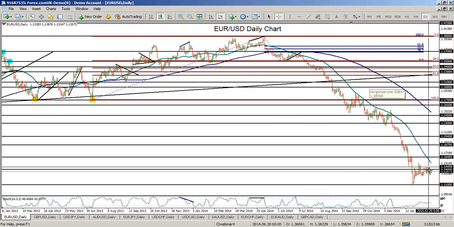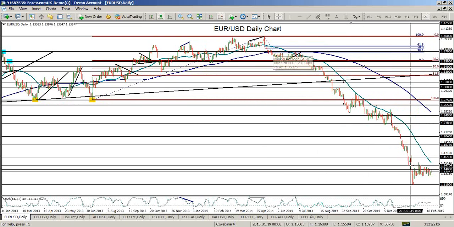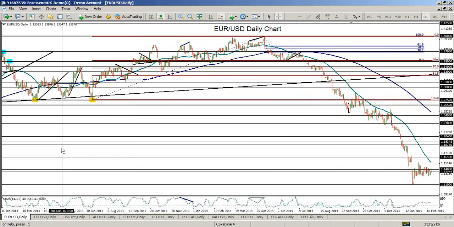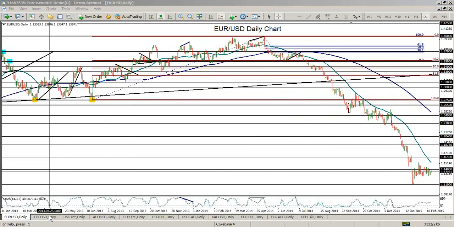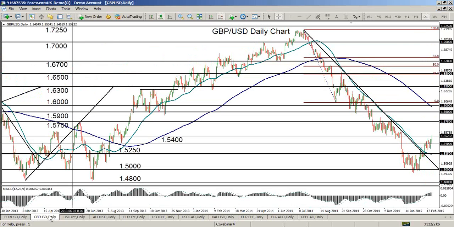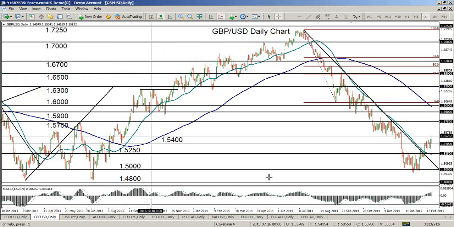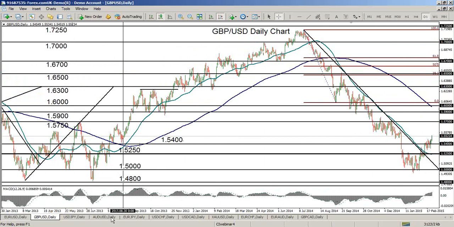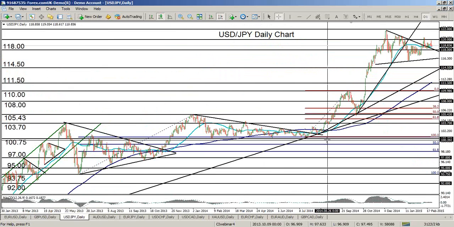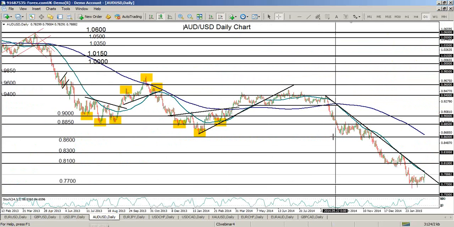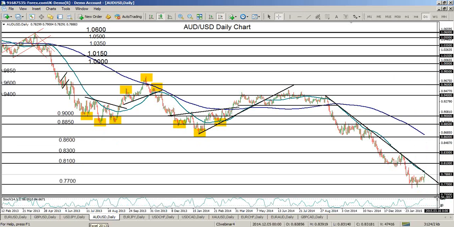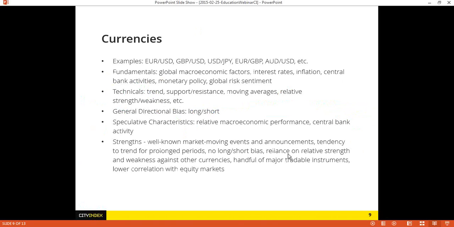But in any case, if we take a look here, we could see that these trends are just remarkable, and they could all be taken advantage of. So you take a look at euro dollar, you take a look at pound dollar, although there has been a big upside move on euro dollar. Take a look at dollar yen, at Aussie dollar. This has just been remarkable in terms of the trends. You could take advantage of these trends a lot. They're all over the currency markets.